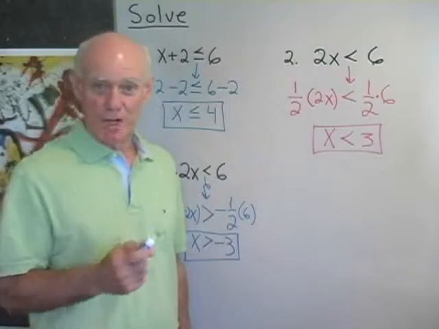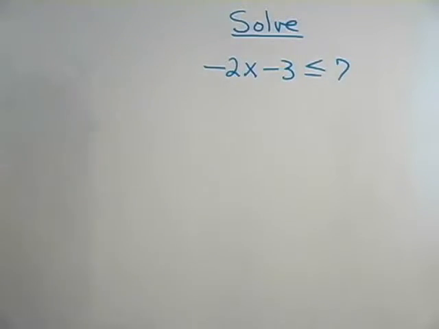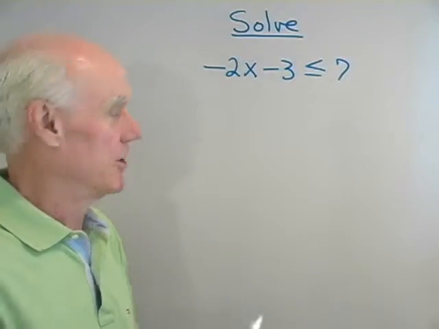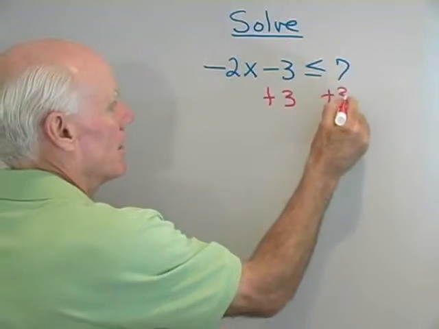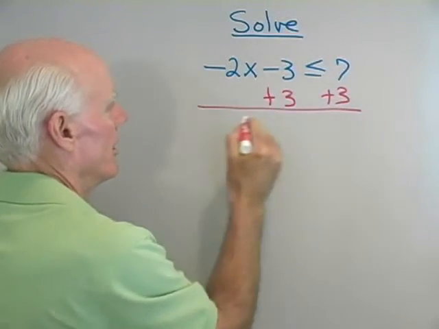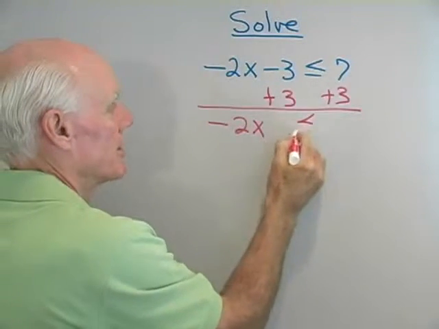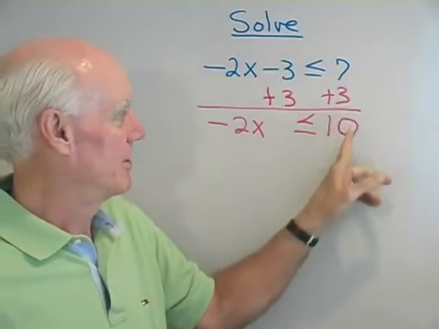Let's go to the next board and work another one of these problems. Okay, we want to solve this problem. Negative 2x minus 3 is less than or equal to 7. I'm going to start by adding 3 to each term. I'll end up with negative 2x plus 0 less than or equal to 10. So 7 and 3 is 10.